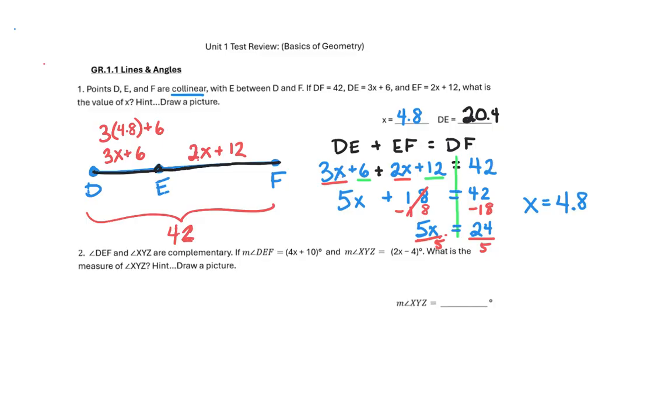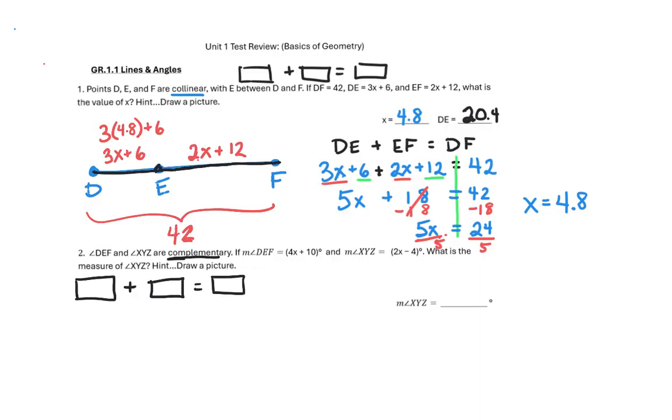Up next, I have two angles, DEF and XYZ, and it tells me that they're complementary. So complementary to me means that they have a sum of 90 degrees. So make sure you remember that complementary means they add up to 90 degrees. So this is another situation, kind of like what we just did with the part plus part equals the whole thing. The previous question was adding two segments together, and this one's the same style. It's going to be the part plus the part equals the whole thing. But this time, because it says complementary, the whole thing means 90 degrees.